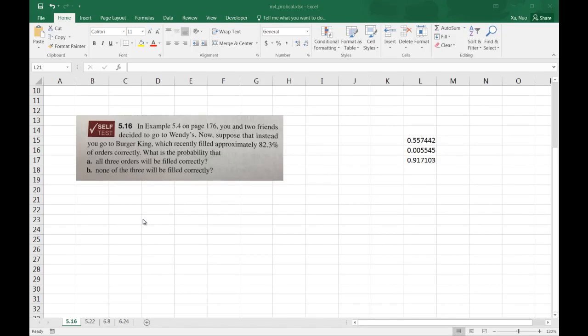In this lecture, we're going to look at 4 self-test problems from the textbook. So let me quickly rephrase the first one. You and 2 friends, 3 people in total, go to Burger King to order food. The chance for an order to be correctly filled is 82.3%. So the first question asks, what is the probability that all 3 orders will be filled correctly?